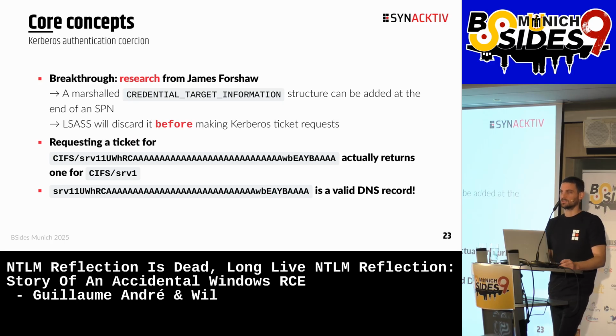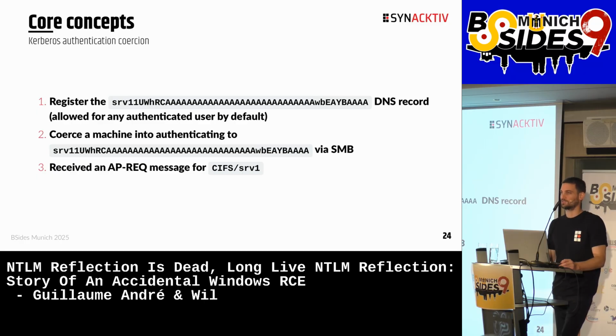And what is interesting also, we know that Kerberos is working with DNS, and that specific record is a valid DNS record. So how can we exploit that for Kerberos authentication coercion? First, we register that specific DNS record. What is interesting is that in Active Directory environments, any authenticated user can create this specific record. We force the machine to authenticate to that record. It will point to our attacker IP using the SMB protocol. And then we will receive an AP-REQ message for the SPN that we want.